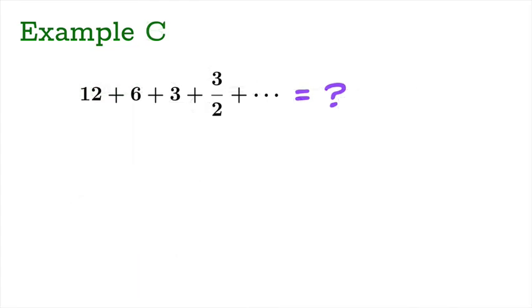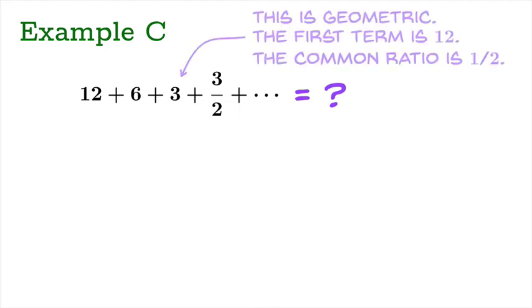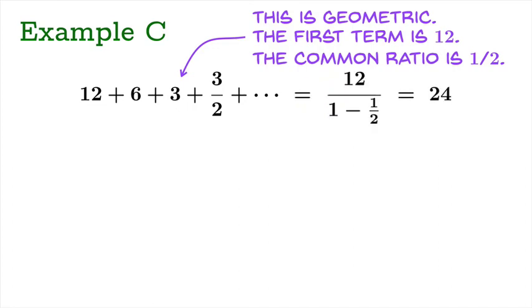Okay, example C. Here's a series. What is its sum? Now, you may already have the theory down to understand this completely because you might recognize that this is a geometric sum. Its first term is 12, and the common ratio is a half, which, being strictly between -1 and 1, means this series converges, and it converges to the first term divided by 1 minus the common ratio. So you wind up with 24 for the sum of the series.